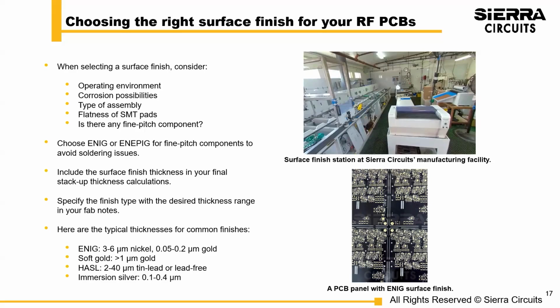We have mentioned a few typical thicknesses for common finishes here. Like ENIG has a thickness of about 3 to 6 micrometer in nickel and 0.05 to 0.2 micrometer gold. HASL will have typically 2 to 40 micrometer tin lead or also a lead free thickness. Immersion silver about 0.1 to 0.4 micrometers.